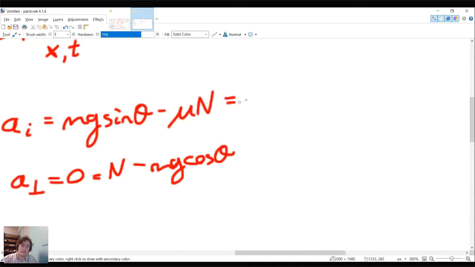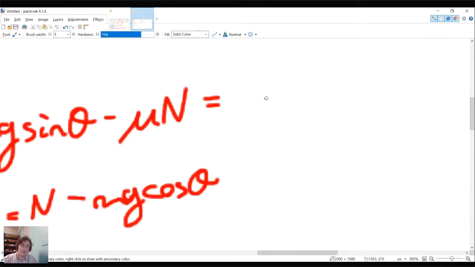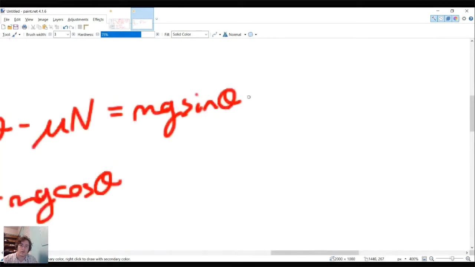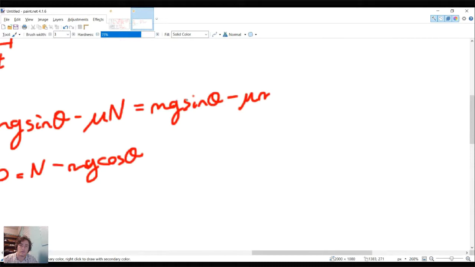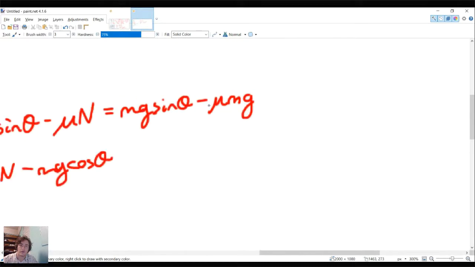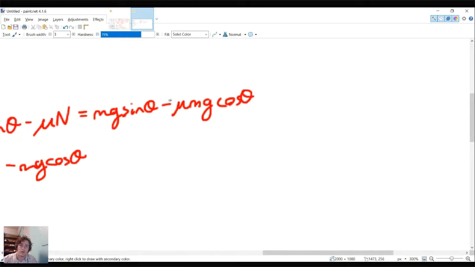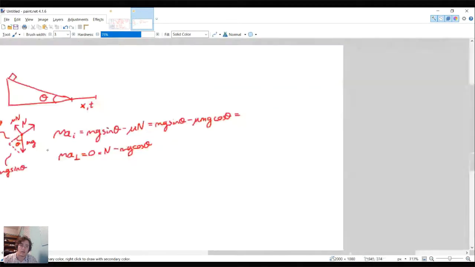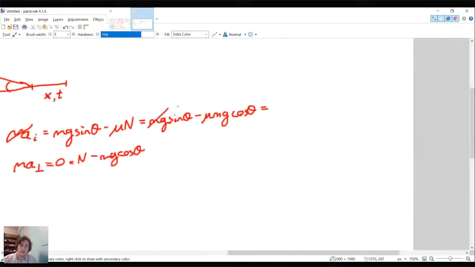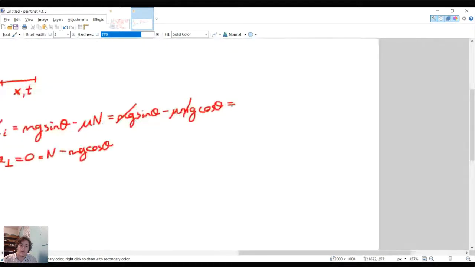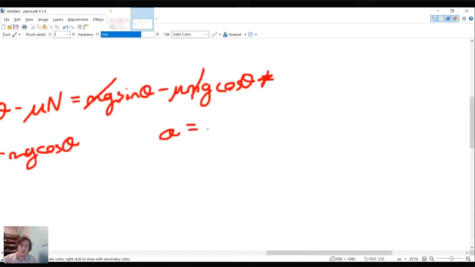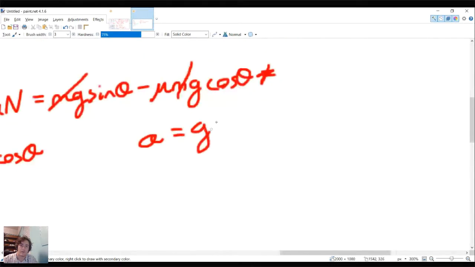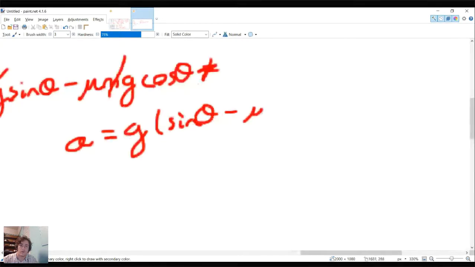So this is equal to, because n is equal to mg cosine theta, this is equal to 0. mg sine theta minus mu m g cosine theta. And this is ma, and this is also ma. So these masses cancel out. So now you get the acceleration is equal to, we're going to factor out a g here. We get g times sine theta minus mu cosine theta.